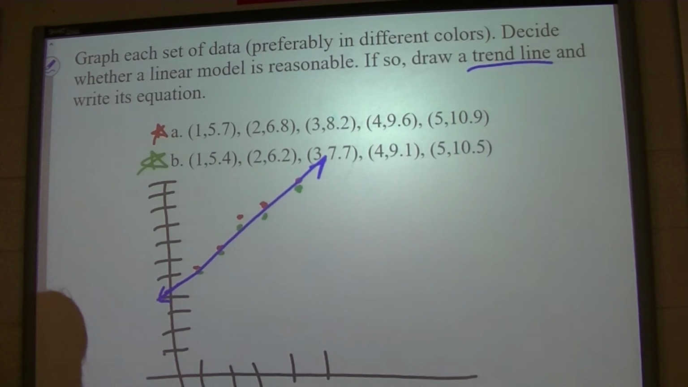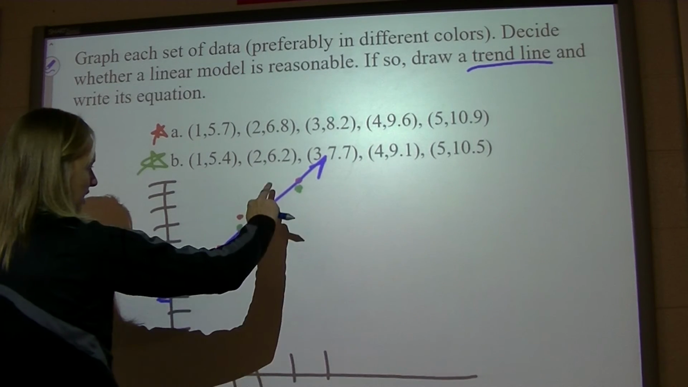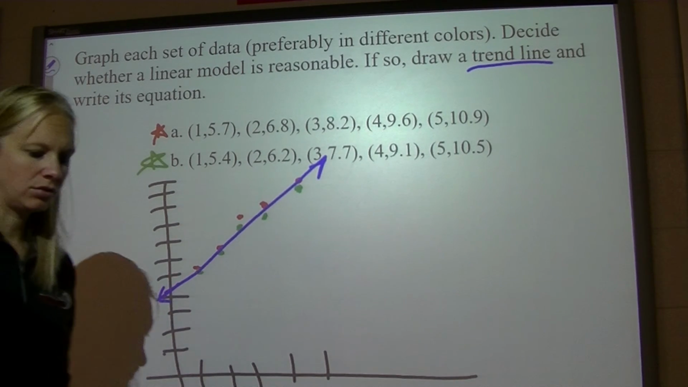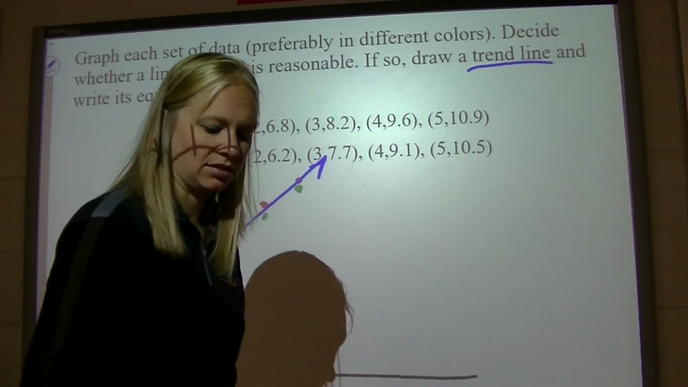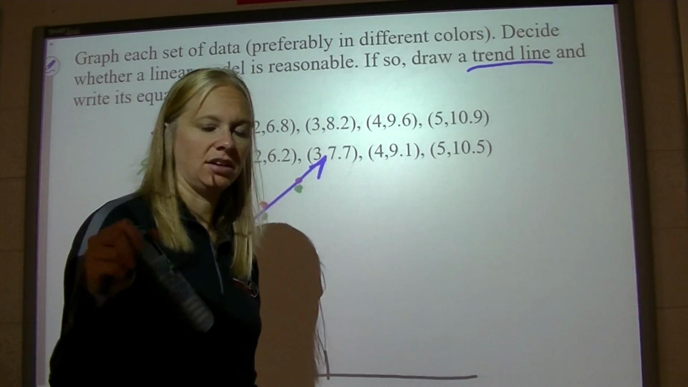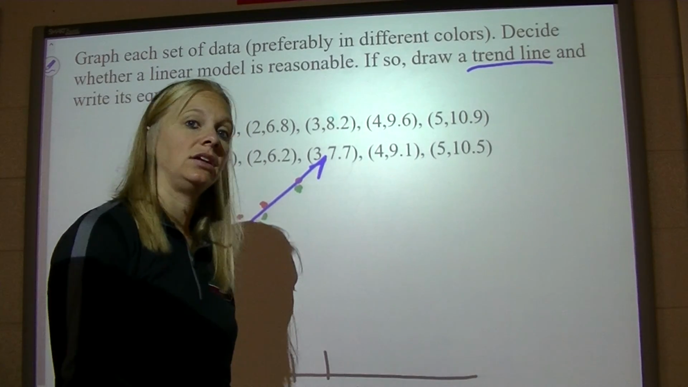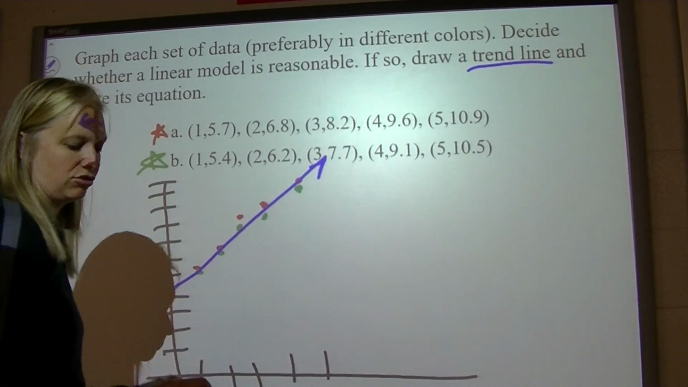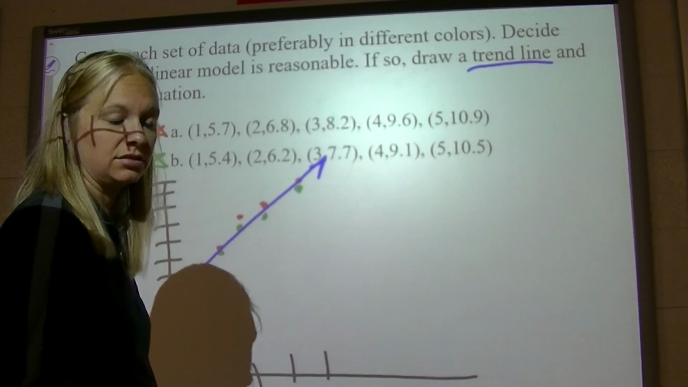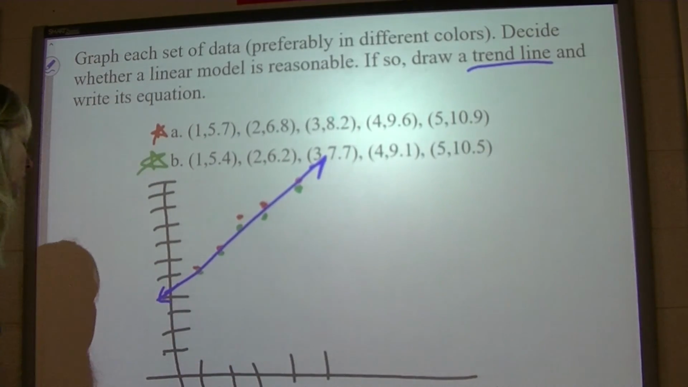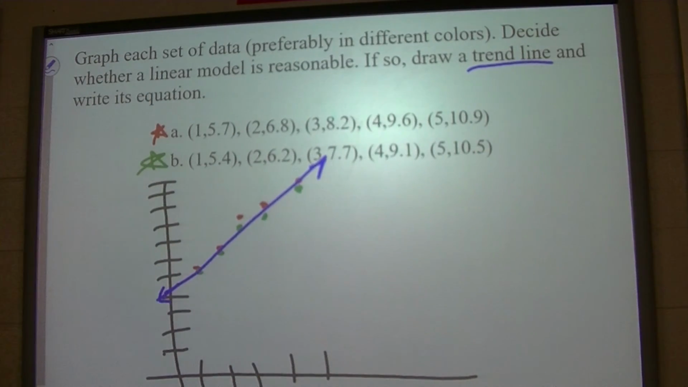Would look pretty decent. And then from here you can either pick 2 points on the line. We are going to actually plot this in on our graphing calculators, and your graphing calculators can identify that trend line. And then I'll show you how to use ordered pairs to actually write the equation of that line, like we just did for example 2.